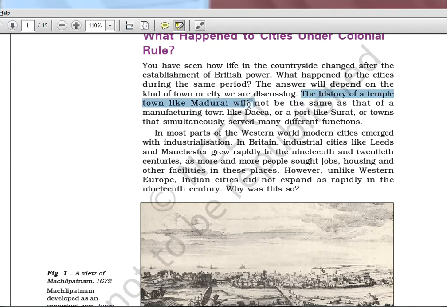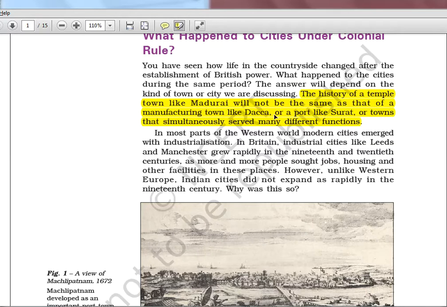The history of a temple town like Madurai will not be the same as that of a manufacturing town like Dhaka, or a port like Surat, or towns that simultaneously served many different functions. So India is diverse. It has a lot of types of environment to live in also. Madurai was actually a temple town. We know during the time of Pandyas or Cholas it was famous. We would have done it already.